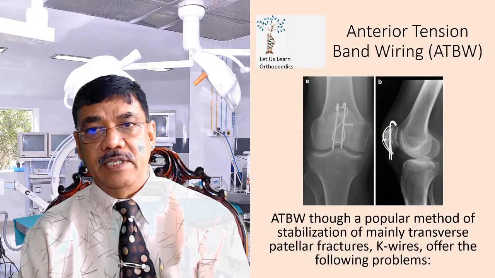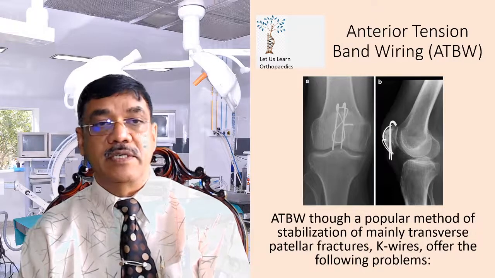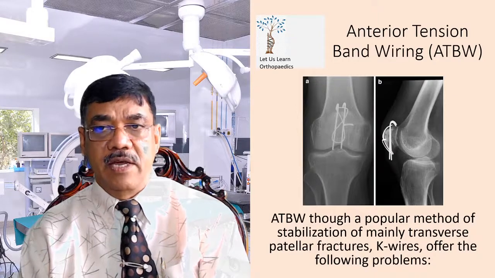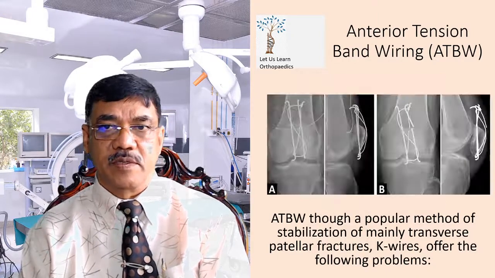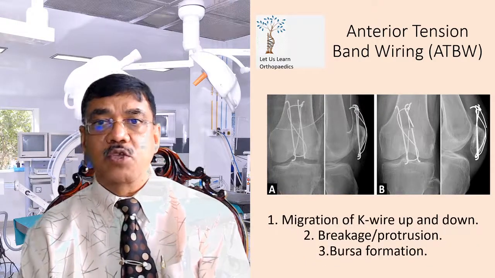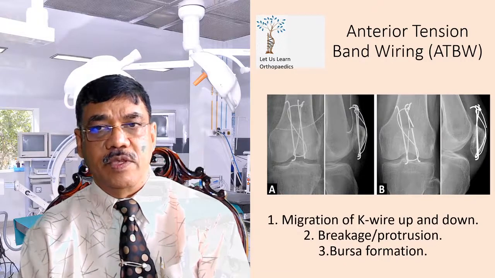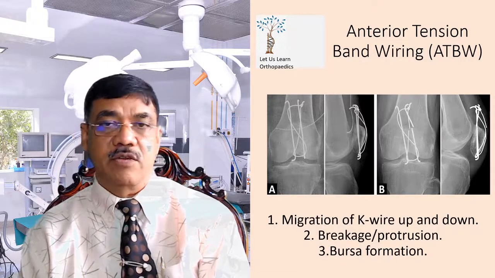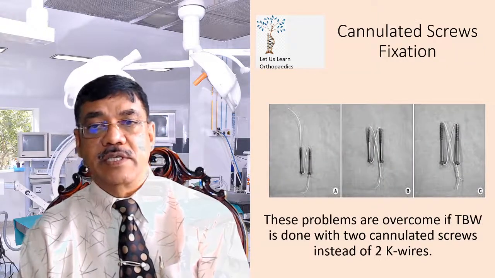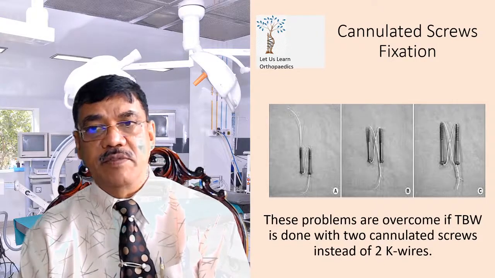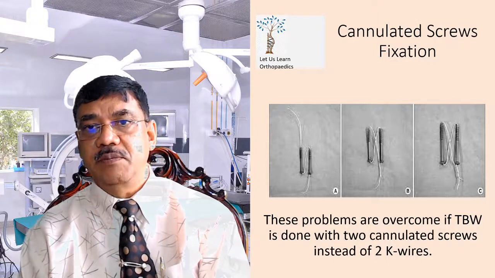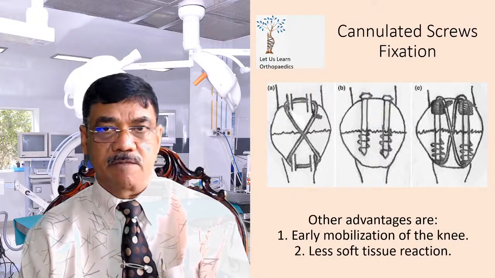This is another method with good results. Now, the anterior tension band wiring and K-wire are popular methods of stabilization of mainly the transverse patellar fractures, but they offer the following problems. As you can see here, there could be migration of the K-wire up and down, there could be breakage or protrusion, and there could be a bursa formation. So cannulated screw fixation has been devised. These problems are overcome if the tension band wiring is done through 2 cannulated screws, as shown in this particular diagram, instead of using 2 K-wires.